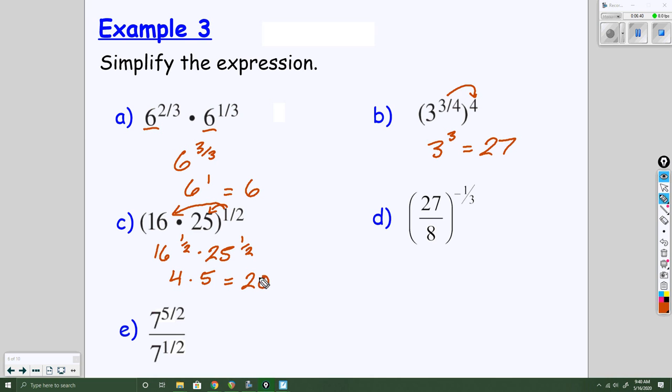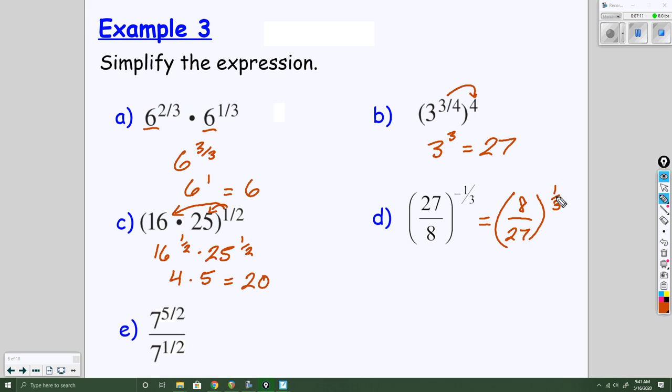All right, in part D, notice we have a negative exponent. Let's get rid of that. I like getting rid of those negative exponents first. So in order to get rid of that negative exponent, what we're going to do is put that quantity on the other side of the fraction bar. So whatever's in the numerator is going to go to the denominator. Whatever's in the denominator is going to go to the numerator, because this whole thing is raised to a negative exponent. So it's really just 8 on 27, that whole thing raised to the 1/3.